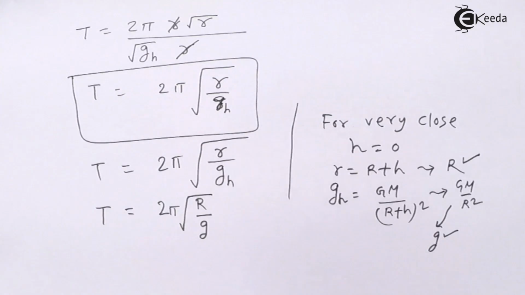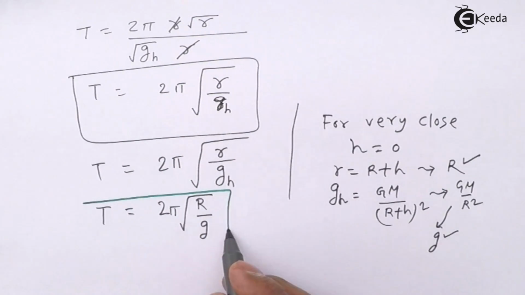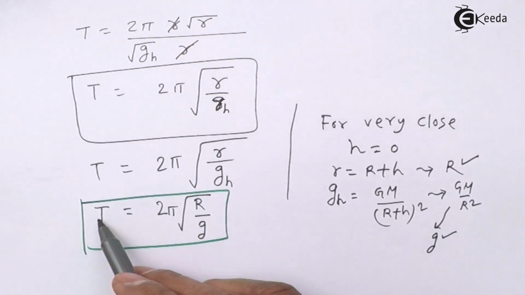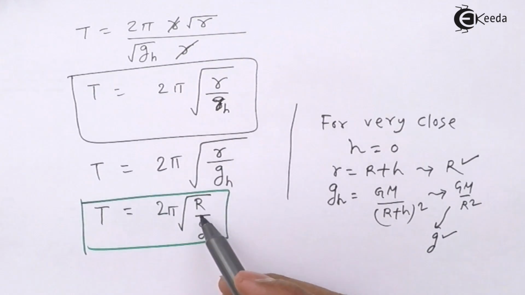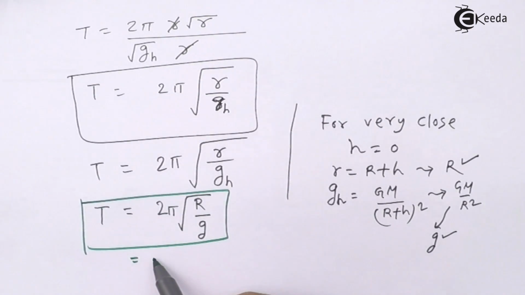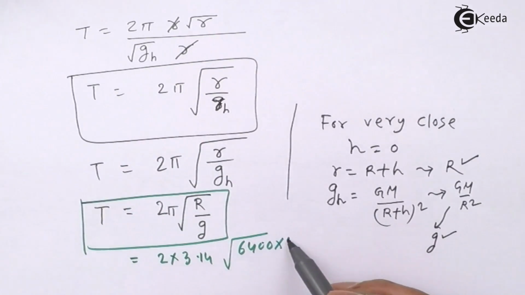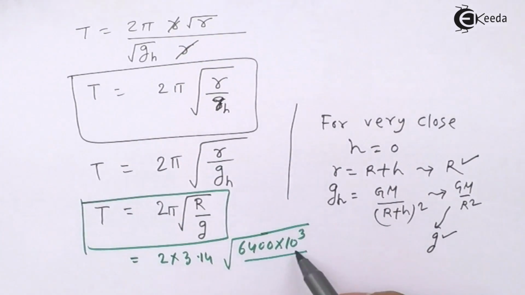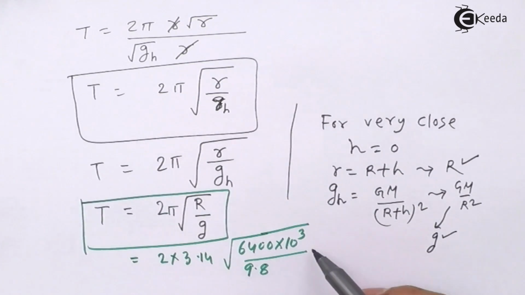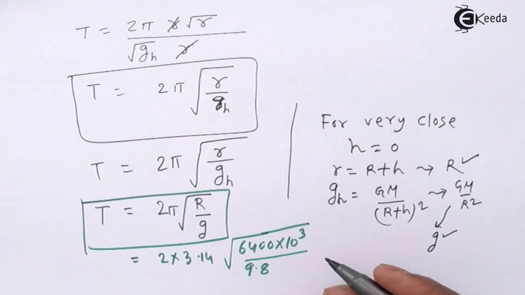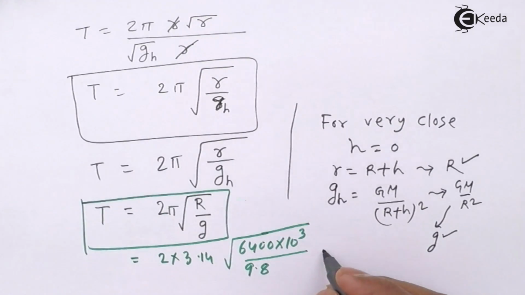And it is very interesting to note that for very close rotation of the satellite, the time period is coming out to be 2 pi under root of R over g. 2 is a constant, pi is a constant, and R is 6400 kilometer, which is this much in meters, divided by g, which is 9.8 meter per second squared. Putting all those values together, I'll get time in seconds, and that has to be converted into minutes.